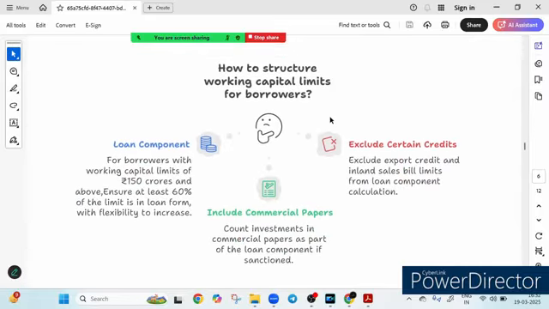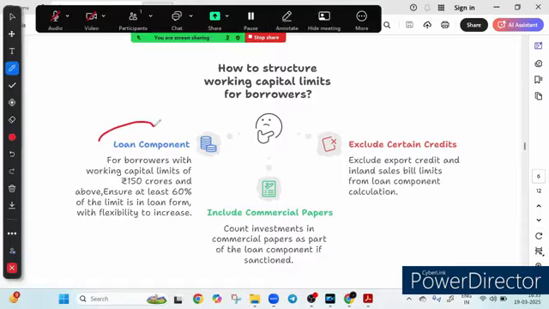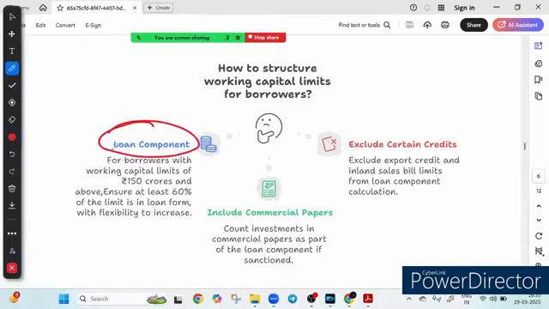Now the next question is how to structure the working capital limit for a borrower. When it comes to managing a borrower, a crucial question arises: how do we structure the working capital limit effectively? Let's break it down step by step. There is something called the loan component. Remember, for a large borrower with a working capital limit of 150 crore and above, it is essential that at least 60% of this limit is structured as loan, and there is flexibility to increase it further. Again, I'm repeating, large borrowers are those with working capital limits of 150 crore and more.